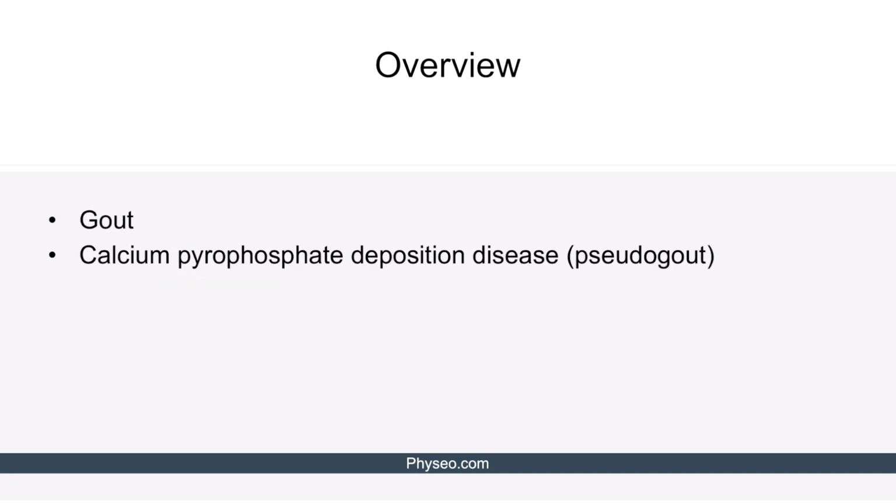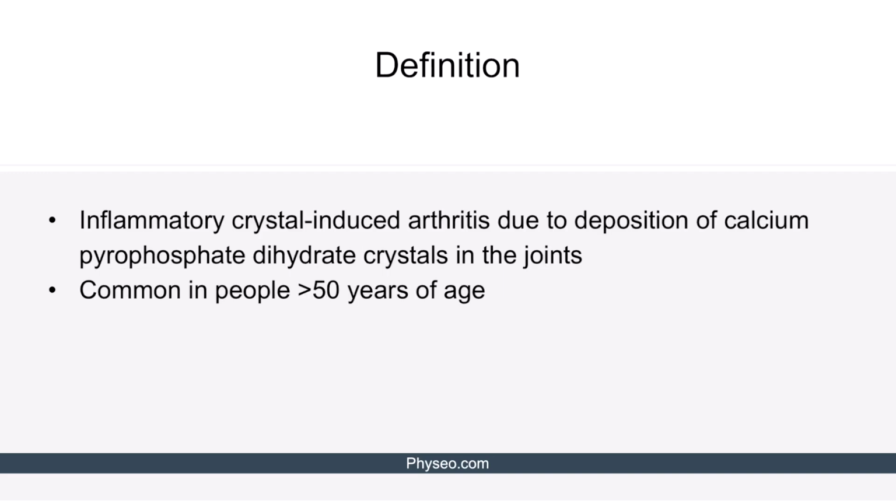Let's move on to calcium pyrophosphate deposition disease, that is pseudogout. Calcium pyrophosphate deposition disease is an inflammatory crystal-induced arthritis due to deposition of calcium pyrophosphate dihydrate crystals in the joints. It is common in people over 50 years of age.